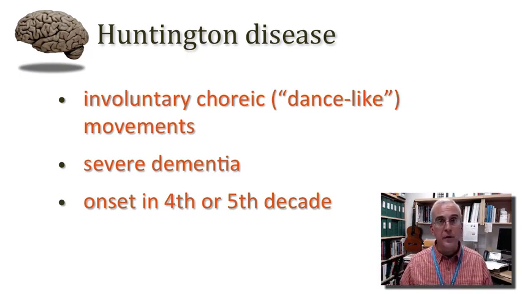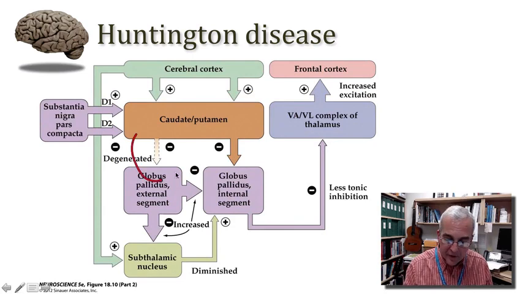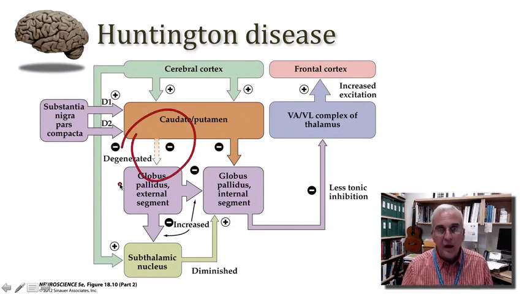But what we do know is that with Huntington disease, there is widespread neuronal degeneration, and among the first structures to experience degeneration are the medium spiny neurons of the striatum that express D2 dopamine receptors. And that would be the neurons that give rise to the indirect pathway in the basal ganglia. So the consequence of Huntington disease is a loss of this indirect pathway from the striatum to the pallidum.